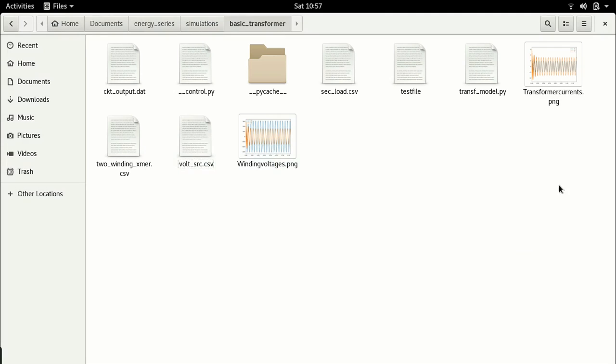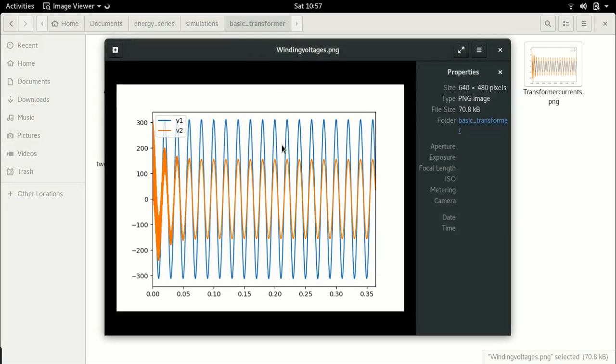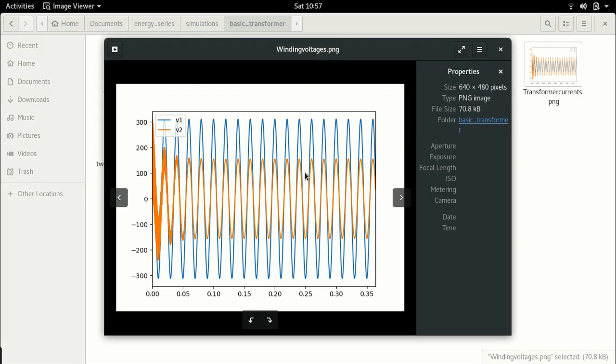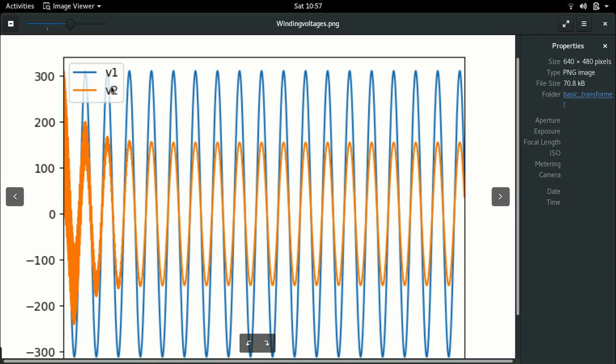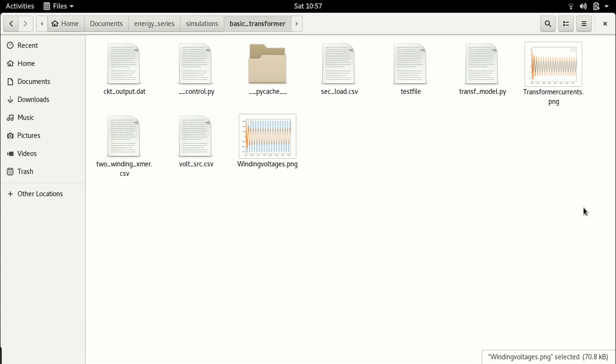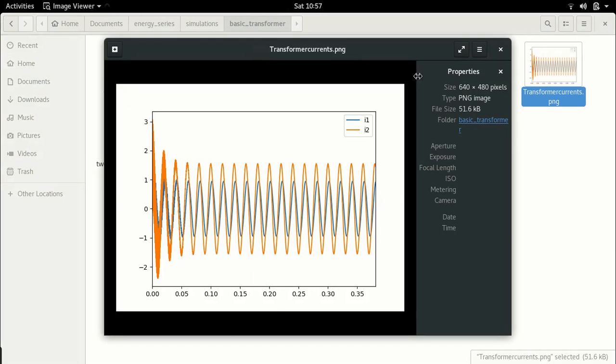And let me go and check out the result. So you see that the results are stable. The blue line is indeed double the value of the orange line, which means that the primary voltage is double the secondary voltage, and we have a step down transformer. So let's go and have a look at the transformer currents.